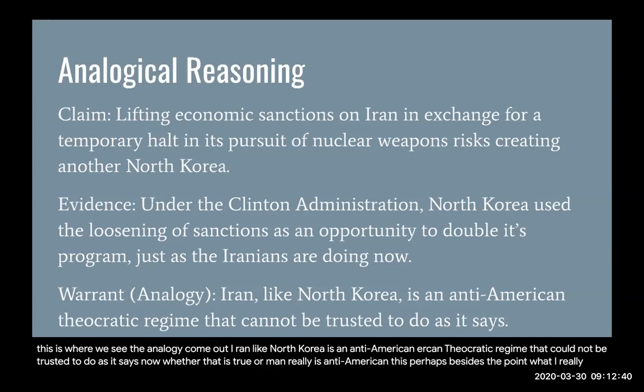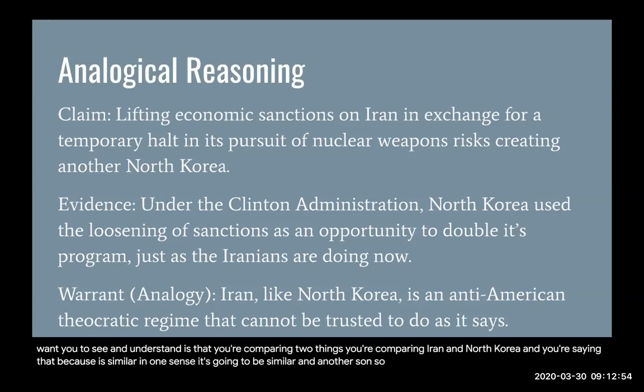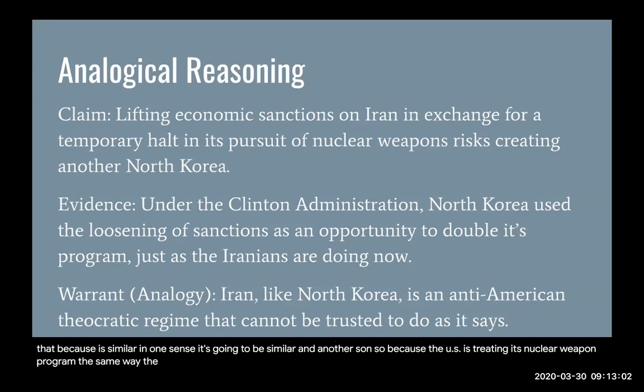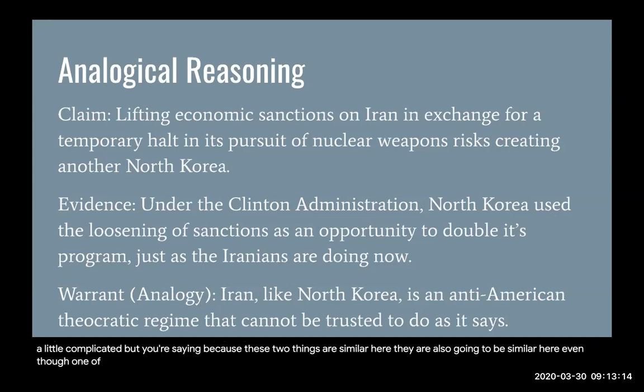What I really want you to see and understand is that you're comparing two things. You're comparing Iran and North Korea, and you're saying that because it is similar in one sense, it's going to be similar in another sense. So because the US is treating its nuclear weapon program the same way, the countries are going to have similar responses of anti-American sentiments back to us. So this one's a little complicated, but you're saying because these two things are similar here, they're also going to be similar here, even though one of them hasn't happened yet.